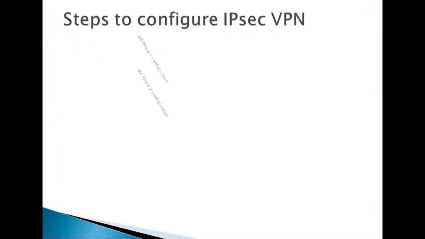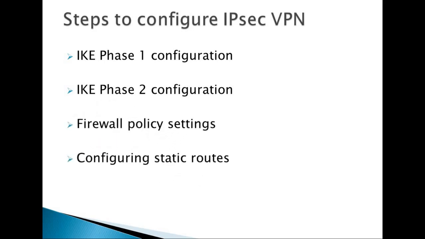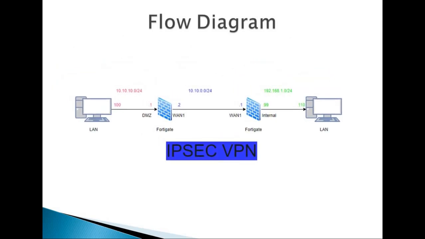So the steps to configure IPsec VPN in FortiGate firewall: there are two phases, phase 1 and phase 2, and firewall policy configuration and the static route creation. Let's see the flow diagram first. So there are two LAN networks here. One end you can consider as Chennai and the other end is Bangalore. For one of the ends I'm using the internal interface as DMZ, but you can use any interface. Just for the explanation I'm using it as it is, and for the WAN interface also I'm using private IPs.